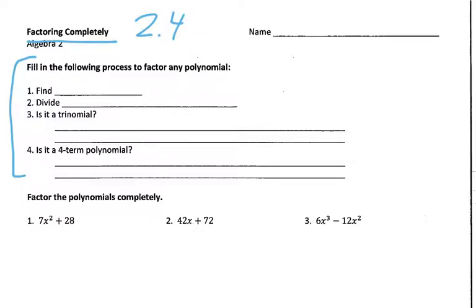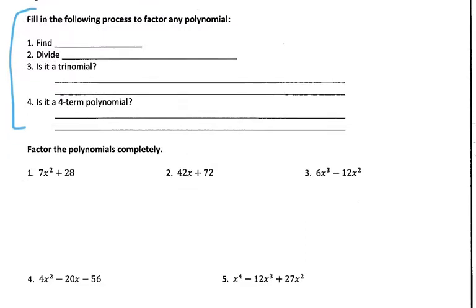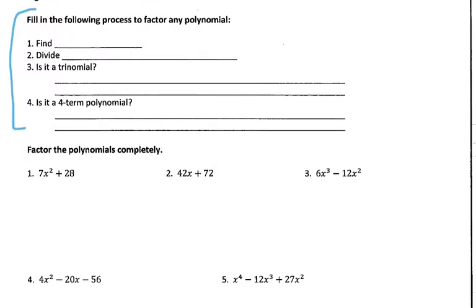So factoring binomials, which would be 2 terms, factoring trinomials, and 4-term polynomials all at once, just to see if we can figure out how to work through this as a group. So we are going to take a look at the following process. Remember that the first thing that you always do when you see a polynomial is to find the GCF and then factor that out.